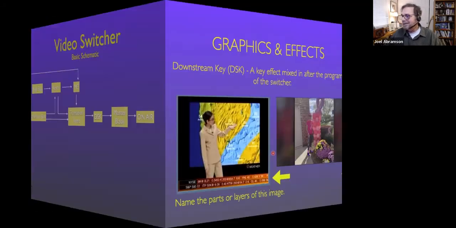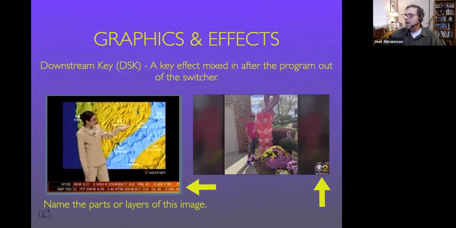What does this all look like? Okay, so here are a couple of pictures. This is a picture that's being used in a news report, and they're using the downstream key right here, so they can change pictures and go to the anchors and things like that, and this will always be there, right?